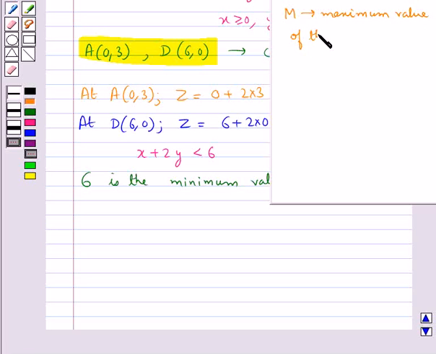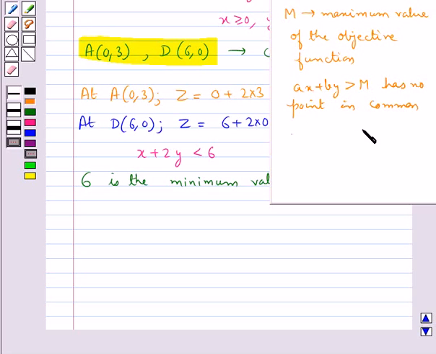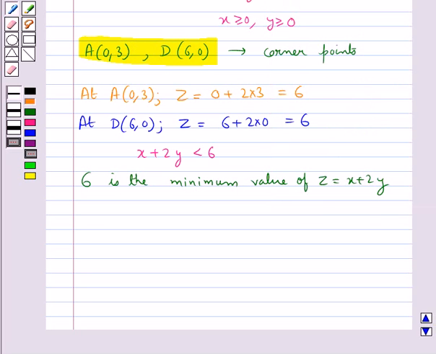Now there is one more case when the feasible region is unbounded, then M is the maximum value of the objective function if the open half plane determined by ax + by > m has no point in common with the feasible region. Otherwise, the objective function has no maximum value. We know that if two corner points of the feasible region are both optimal solutions of the same type, that is, both produce the same maximum or minimum, then any point on the line segment joining these two points is also an optimal solution of the same type.